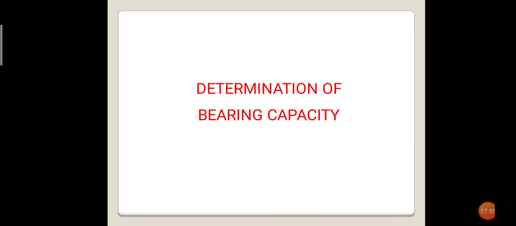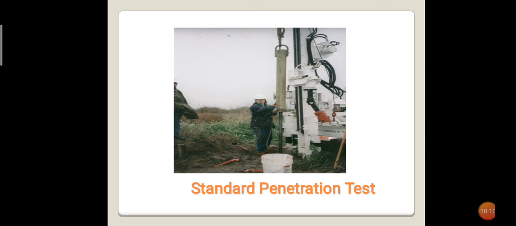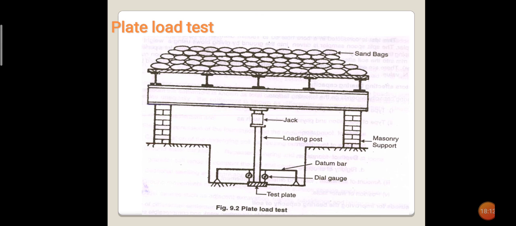Then determination of bearing capacity, it is already explained in part 1. The same thing is explained here also, but here we have two types of tests, that is plate load test, and another one is the standard penetration test. These are the tests we carry out for determining the capability of the soil, how much load it can withstand. It may be determined with the help of these two tests.